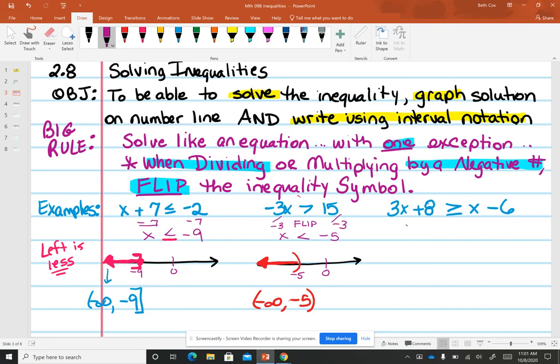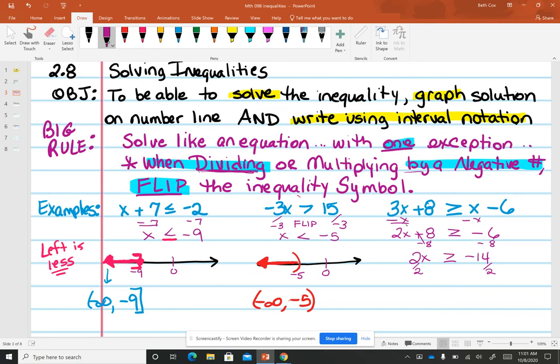Next one. Keep solving just like you do regular. So I'm going to subtract x on both sides. Now I'm going to subtract 8 on both sides. And now I'm going to divide by a positive 2. Now the question is, do I flip? No, because I'm dividing by a positive 2. And the rule says dividing by a negative. And I'm not dividing by a negative. I'm dividing by a positive.